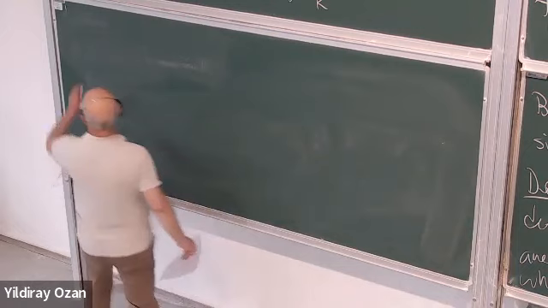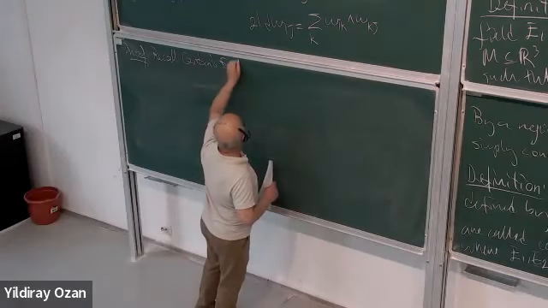Recall Cartan's equations. What was that? The first one. I am just rewriting these equations: d theta i is the sum of omega i j wedge theta j, and the second one, d omega i j is the sum over k of omega i k wedge omega k j.